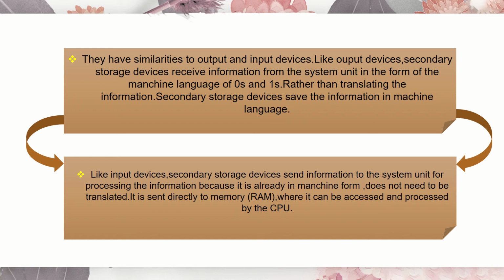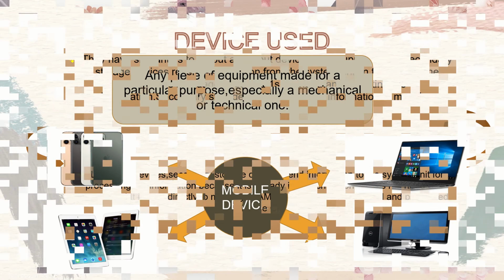Rather than translating the information, secondary storage devices save the information in machine language. Like input devices, secondary storage devices send information to the system unit for processing because it is already in machine form and thus does not need to be translated. It is sent directly to memory, or RAM, where it can be accessed and processed by the CPU.